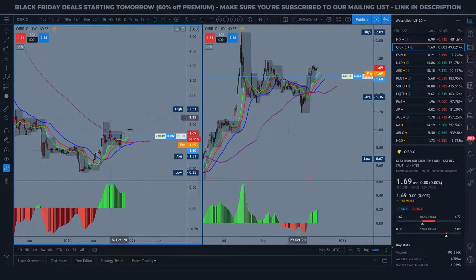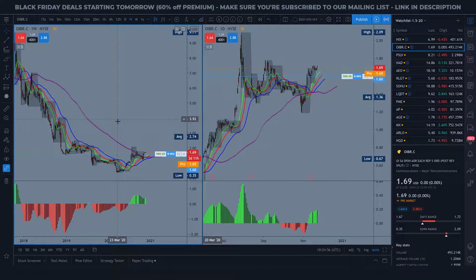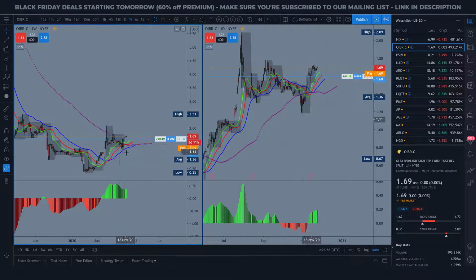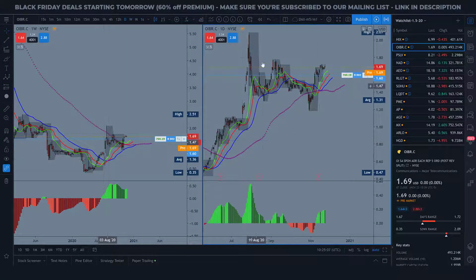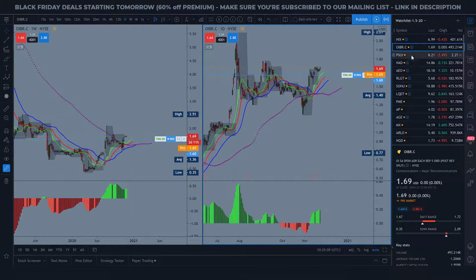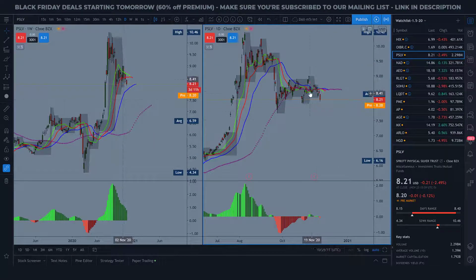Next one. See that Scooby going on the weekly chart. Maybe this is a 1-2. Maybe something happens on this and it starts to go further up. It's major telecommunications. It's a funny type of setup one, but it's going. So we'll leave it as it is.